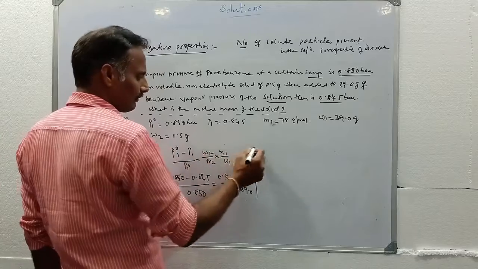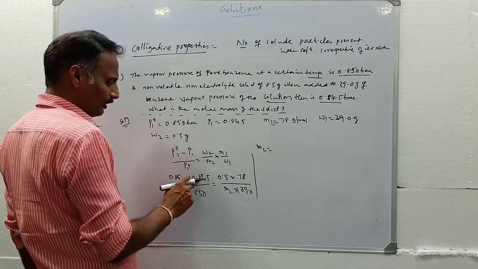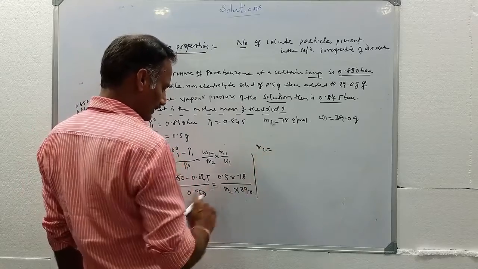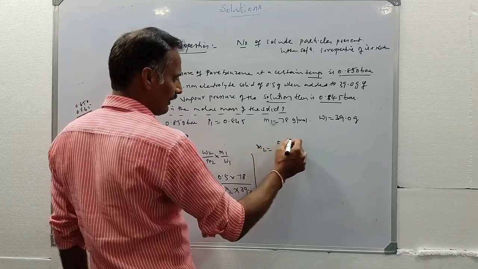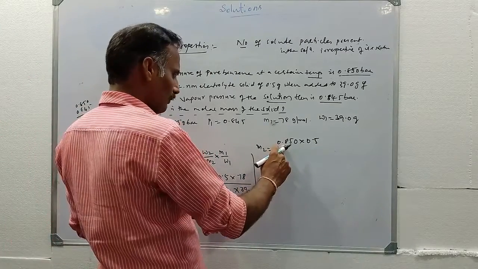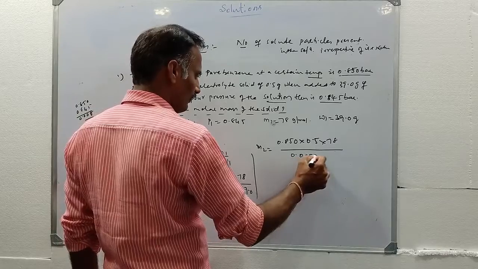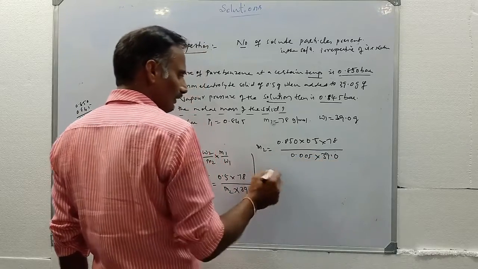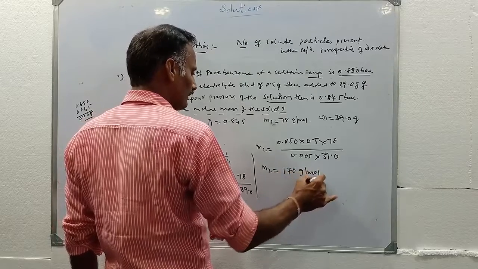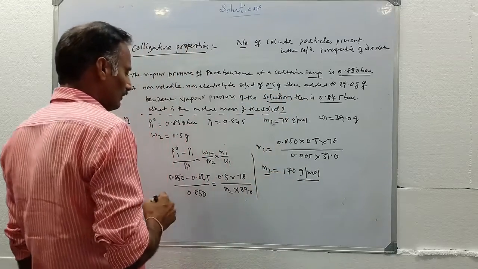Then you find out M2. By cross multiplication, M2 equals 0.850 into 0.5 into 78, divided by 0.005 into 39 grams of benzene. On simplification we get M2 equal to 170 gram per mole. That is, the molecular mass of this solid solute is 170 gram per mole.